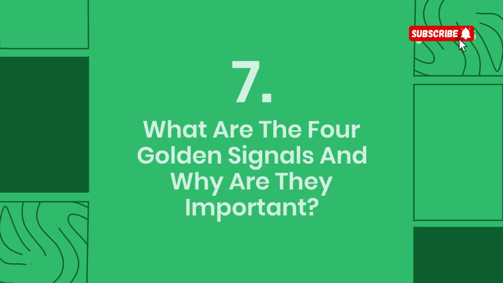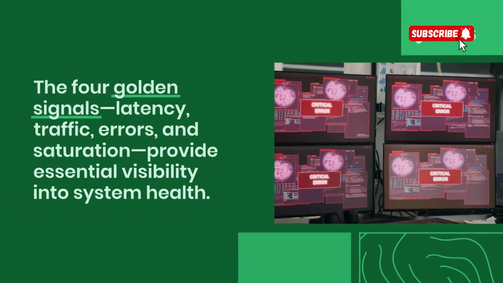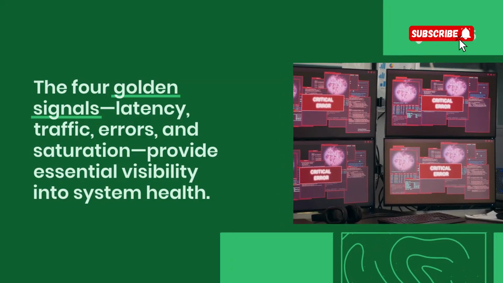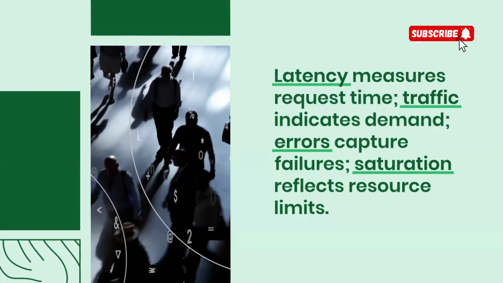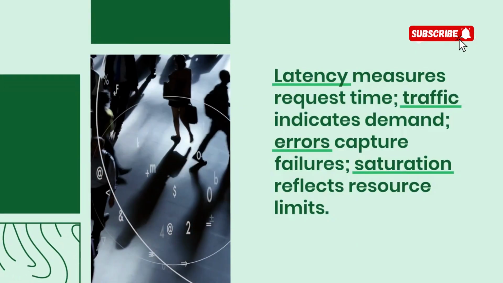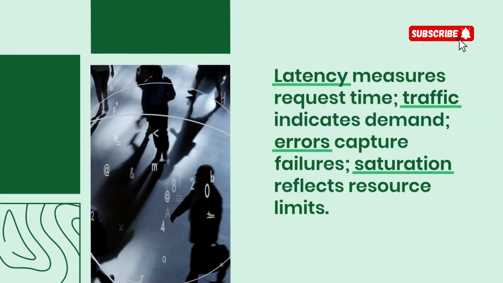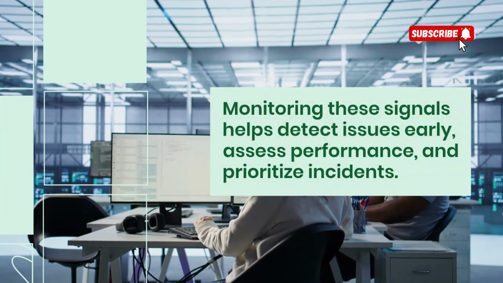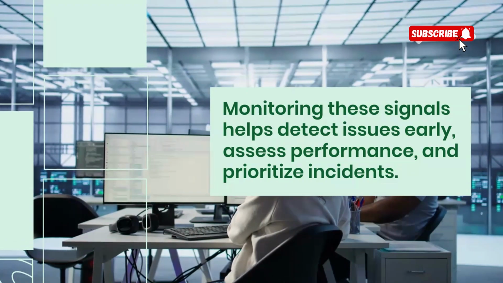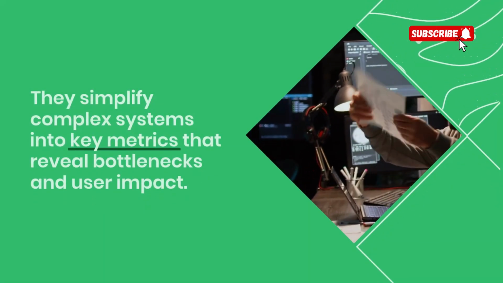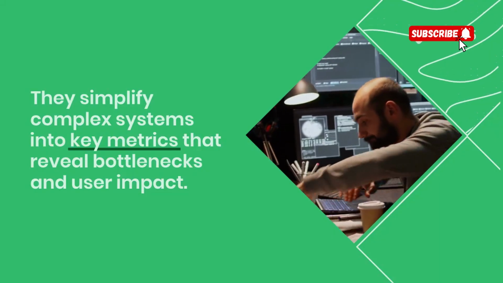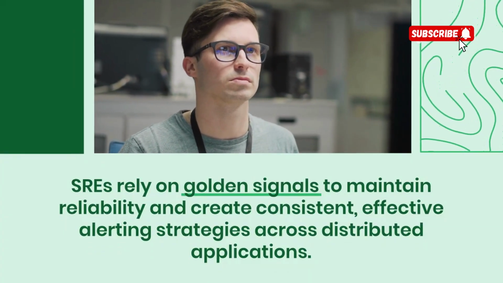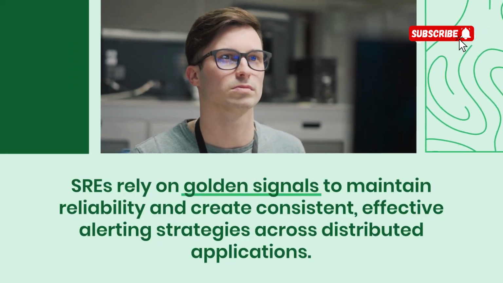7. What are the 4 golden signals and why are they important? The 4 golden signals, latency, traffic, errors, and saturation, provide essential visibility into system health. Latency measures request time. Traffic indicates demand. Errors capture failures. Saturation reflects resource limits. Monitoring these signals helps detect issues early, assess performance, and prioritize incidents. They simplify complex systems into key metrics that reveal bottlenecks and user impact. SREs rely on golden signals to maintain reliability and create consistent, effective alerting strategies across distributed applications.